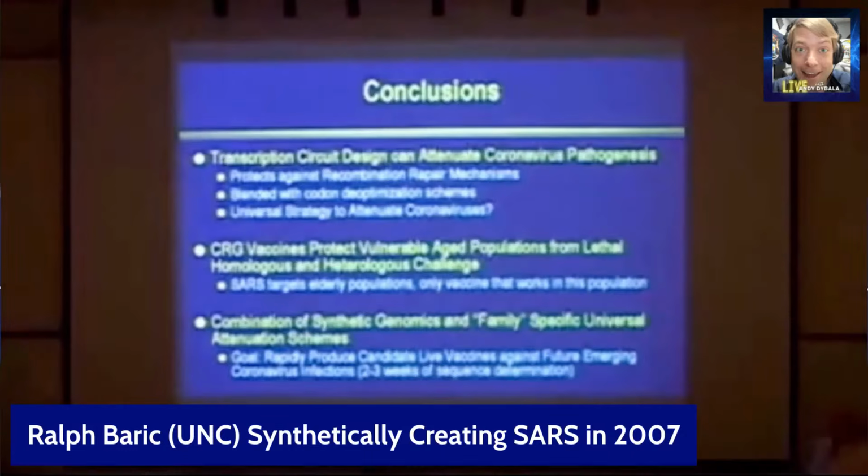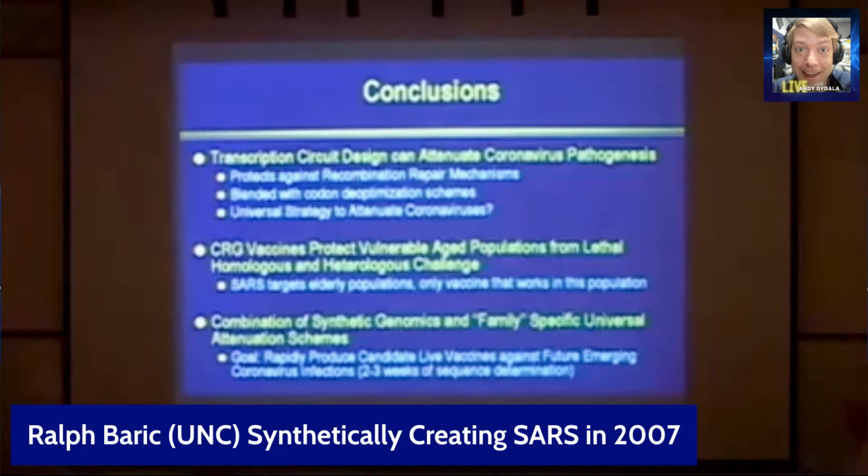So in summary, transcription circuit redesign can attenuate coronavirus pathogenesis. We actually think it should function as a universal platform to attenuate current and future emerging coronaviruses. It also protects against recombination repair mechanisms. You can blend this with codon de-optimization to really provide a good strategy to make live attenuated viruses. They protect young and old animals. Since SARS targeted elderly populations, this is currently the only vaccine that works in this population.